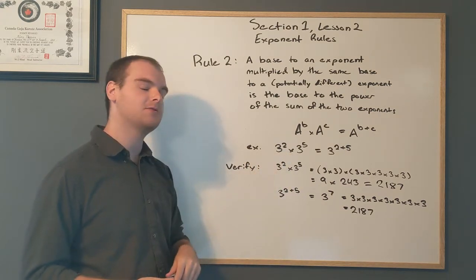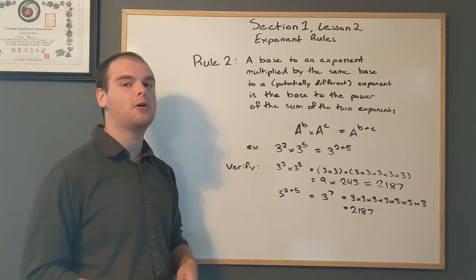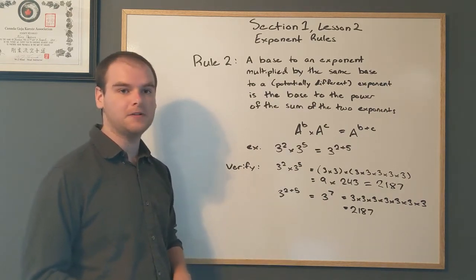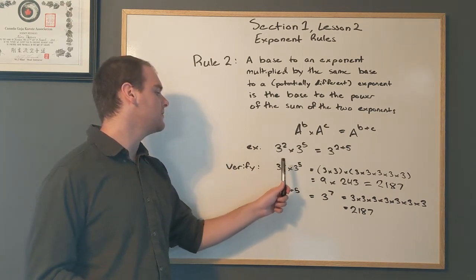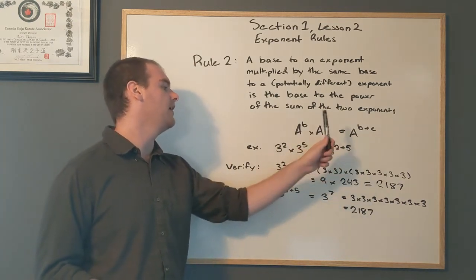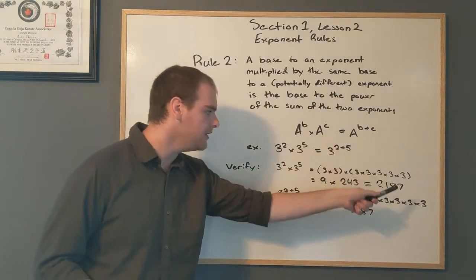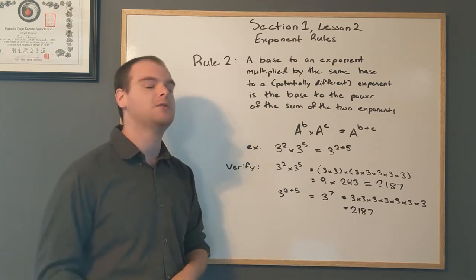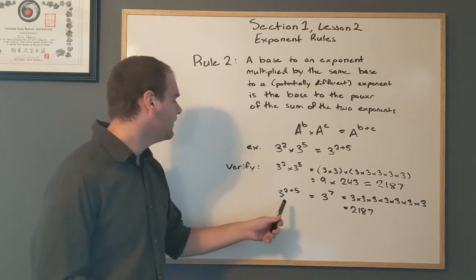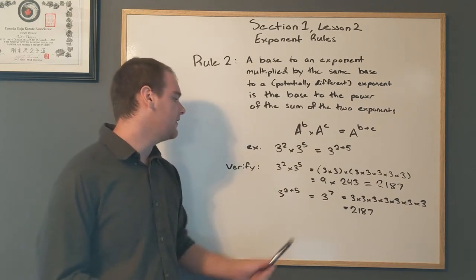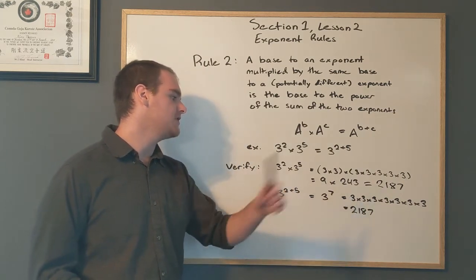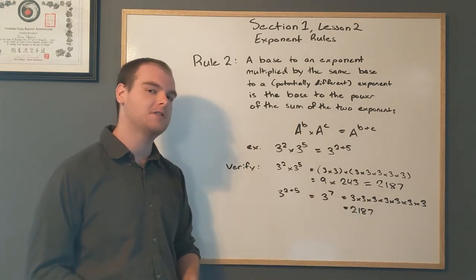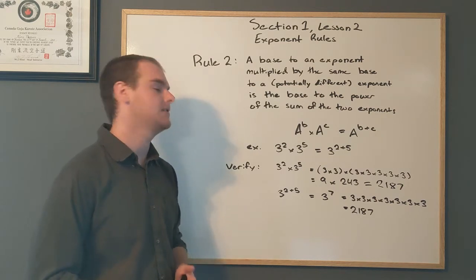That would be 3 squared times 3 to the 5th is equal to 3 to the power of 2 plus 5. If we verify our example, we'll need our calculator for this one. 3 squared times 3 to the 5 is 3 by 3 multiplied by 3 by 3 by 3 by 3 by 3, which is 9 by 243, which if we plug it into our calculator is 2,187. 3 to the power of 2 plus 5, on the other hand, is 3 to the 7, which is a lot of 3's. And if you plug that into a calculator, you get 2,187, which we should expect.